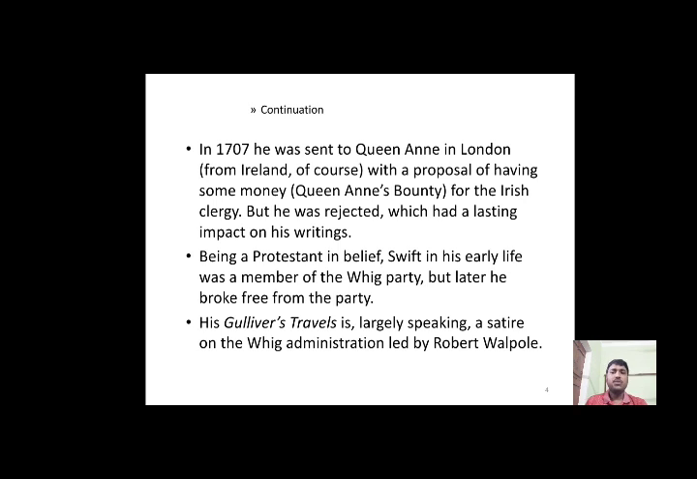So, Swift was in his early life a supporter of the Whig party, and later when the Whig government led by Lord Godolphin, this is also very important, the Whig government led by Lord Godolphin didn't allow the grant, that is the Queen Anne's bounty. Queen Anne allowed the grant for the Irish Church. He turned to the Tory party because he found, as I told you, the Tory party was more sympathetic to his cause.